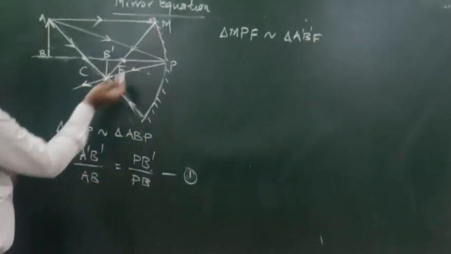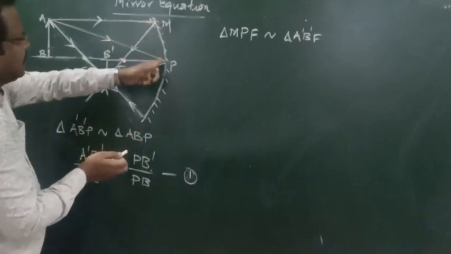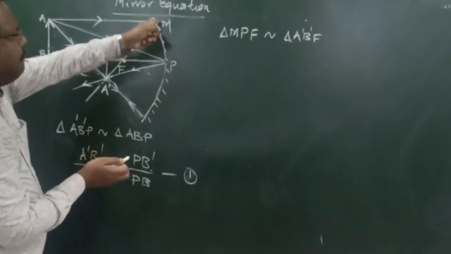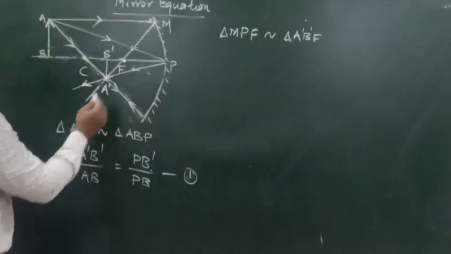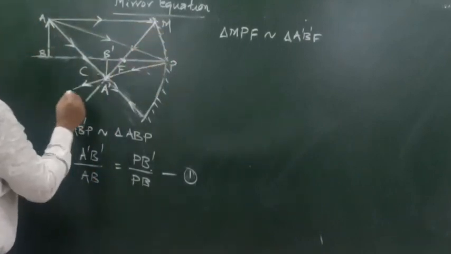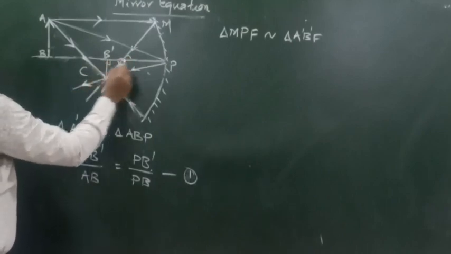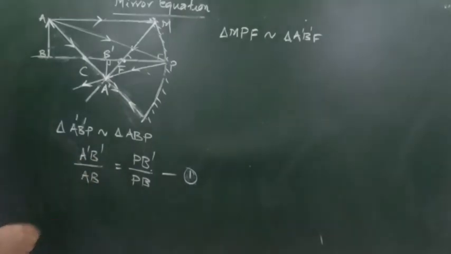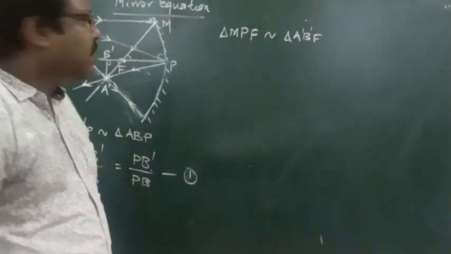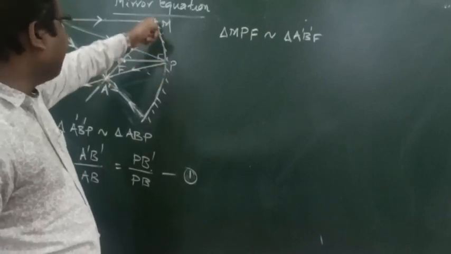We generally take, as these rays will be very near, this will be almost straight. We take MP as a straight line. So from here, this triangle MPF will be similar to this triangle A dash B dash F. These two angles are equal. This is 90 degree, this also can be taken as 90 degree, because for paraxial rays we may take this as a straight MP.